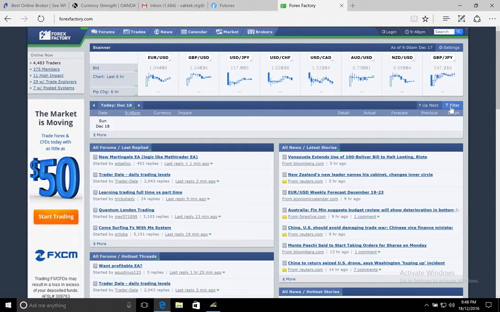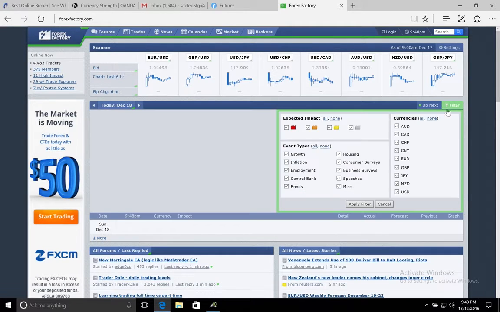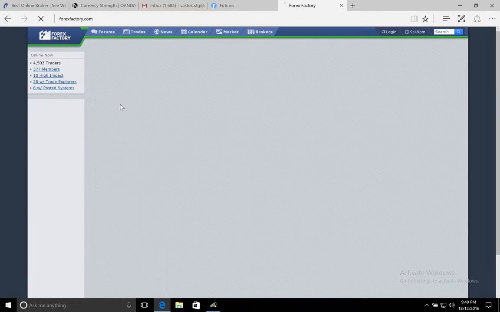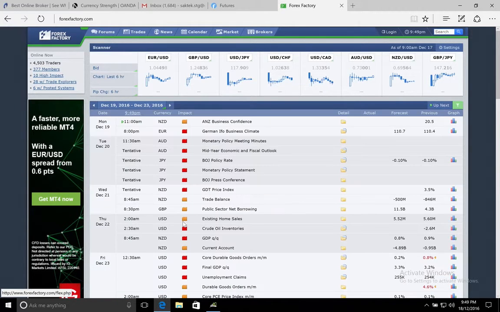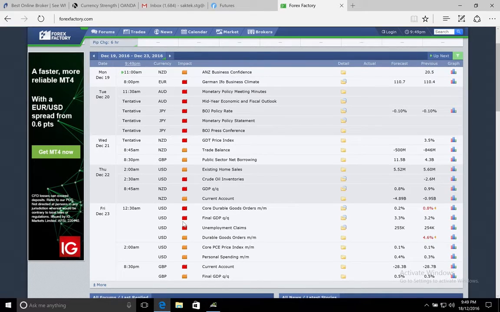First, let's filter the currencies we want to see: Australian dollar, British pound, Japanese yen, New Zealand dollar, USD, and euro. The type of news we are looking for: only high impact or medium impact. The week we are looking at is from the 19th until the 23rd of December. And here we got the news.